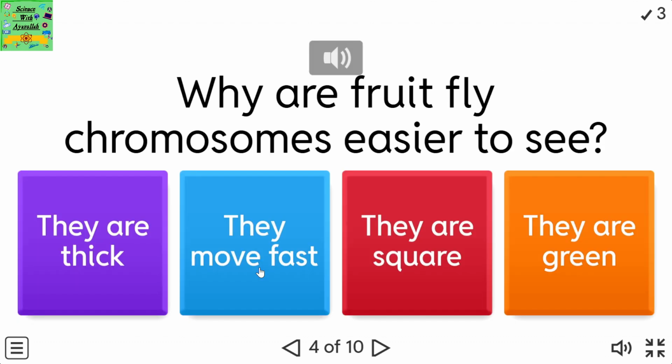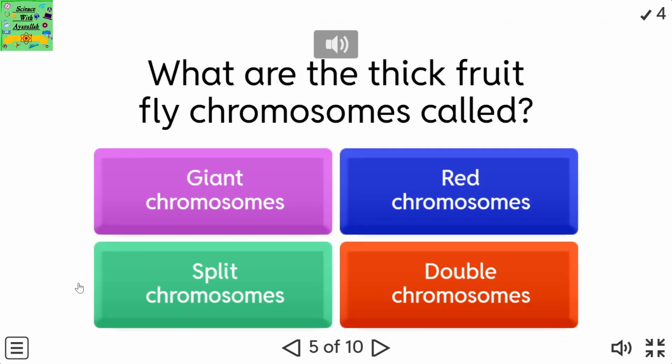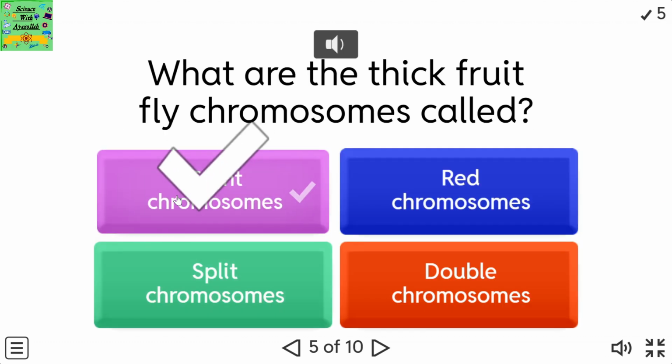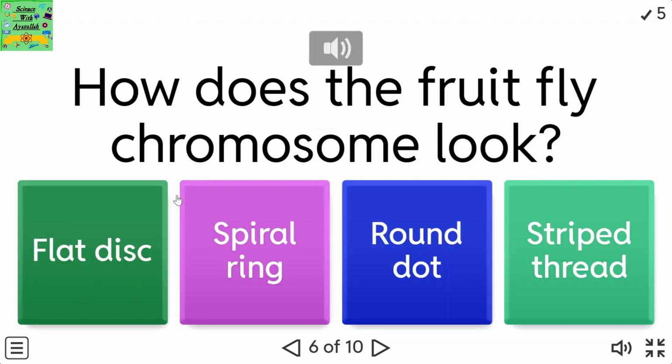Why are fruit fly chromosomes easier to see? What are the thick fruit fly chromosomes called? How does the fruit fly chromosome look?